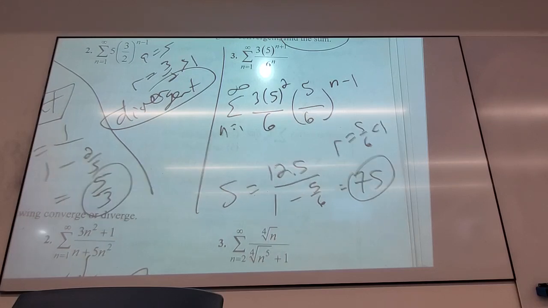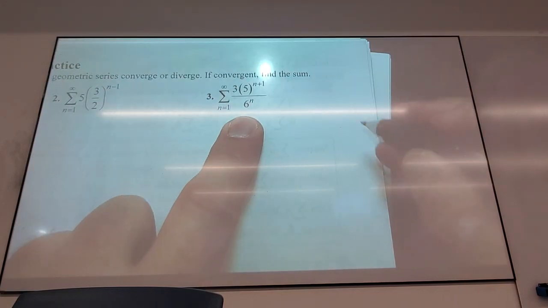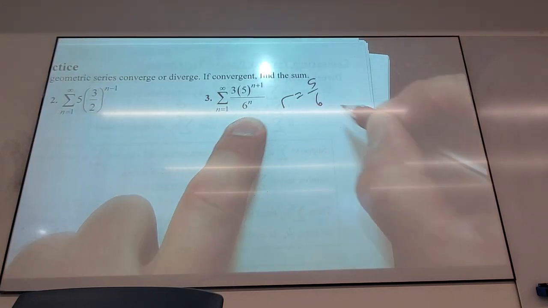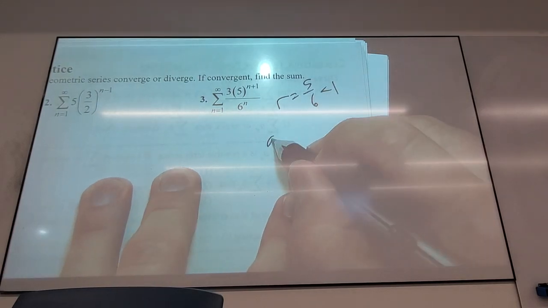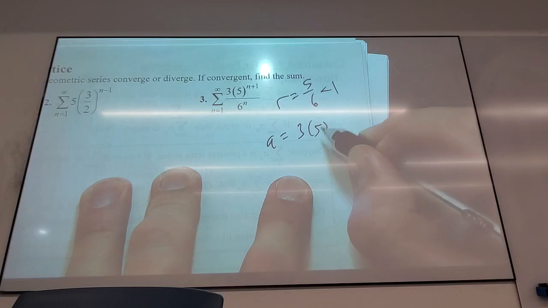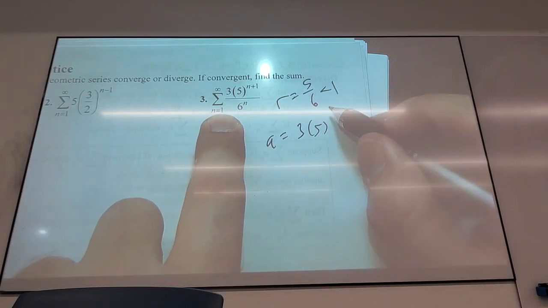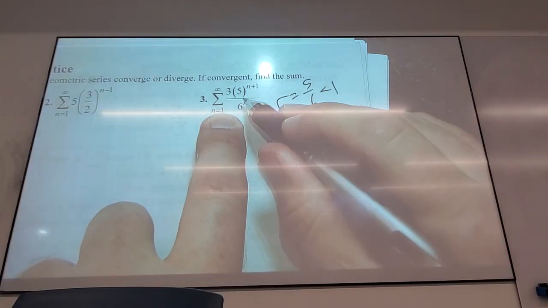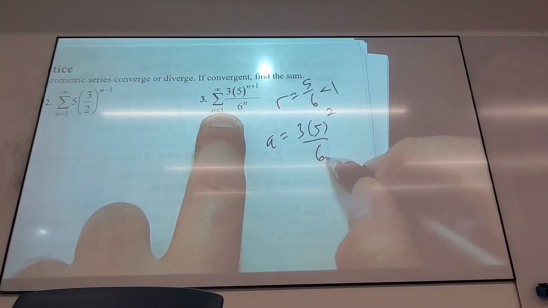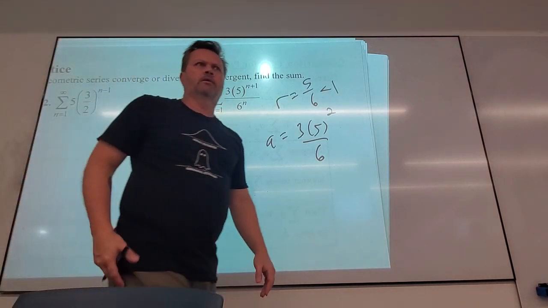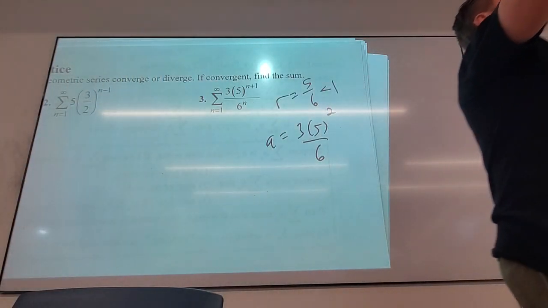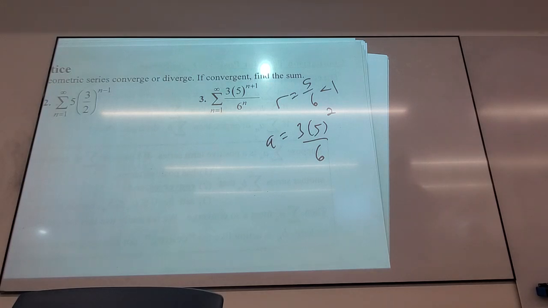You with me? So when you look at this problem, some of you at least should be able to see R is going to be 5/6. Yes? And you know that it's going to converge. A would just be what I get if I make n 1. So I can actually just figure that out. If I make n 1, isn't this 3 times 5 squared over 6? Isn't that exactly what we just got? Okay. A is the first element of the series.